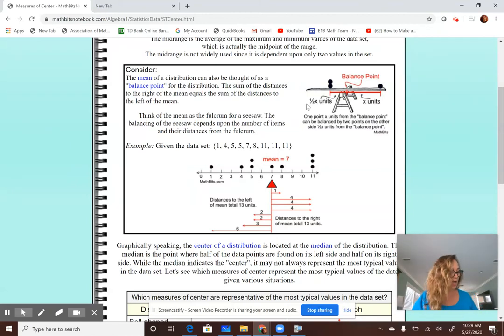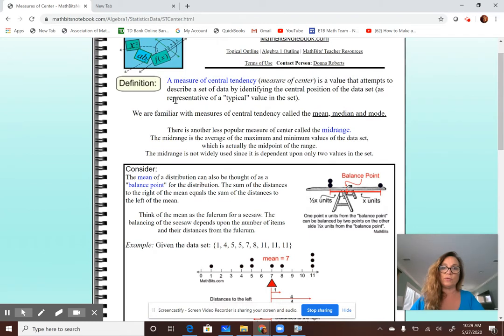Hi, guys. I'm going to be going over pages 27 and 28, and I also wanted to talk to you a little bit about symmetry and spread. I pulled up this page from MathBits, which is a really great website that you can go to when you need a little extra support.